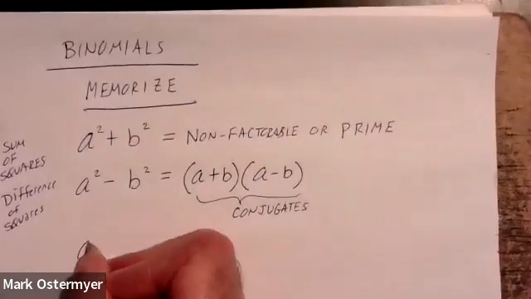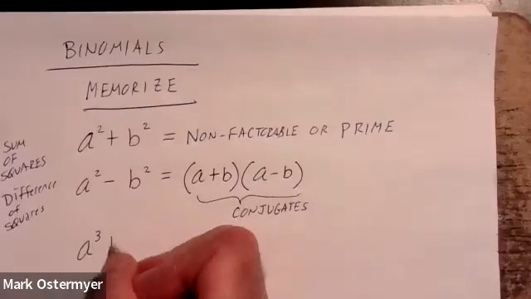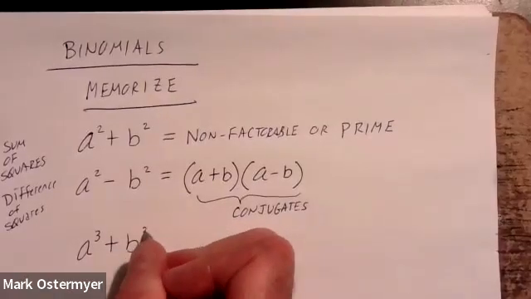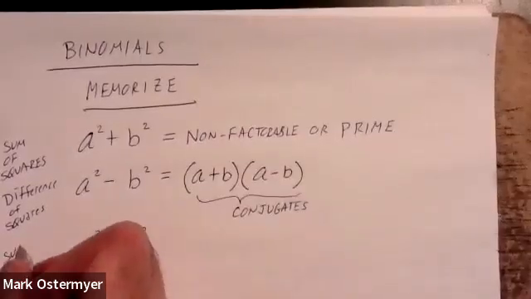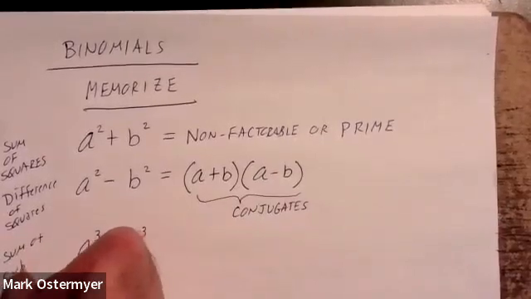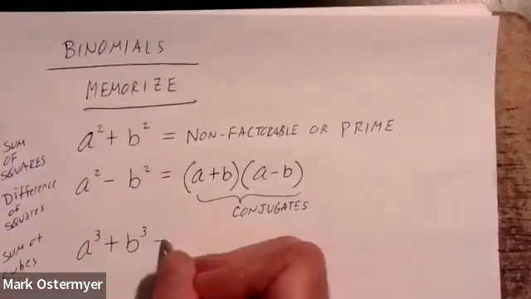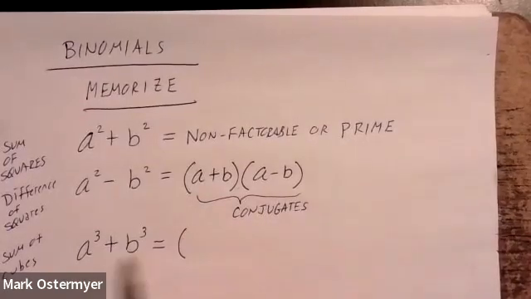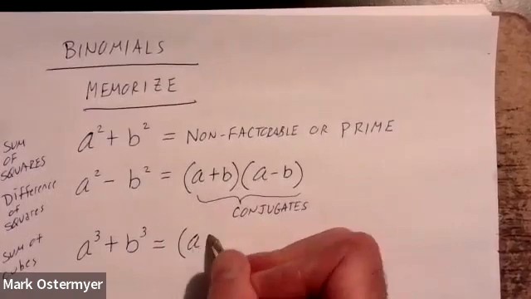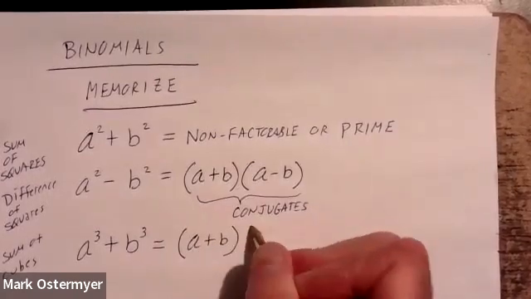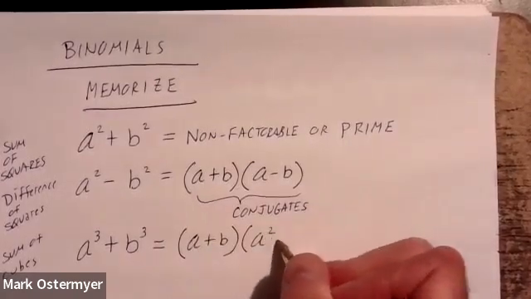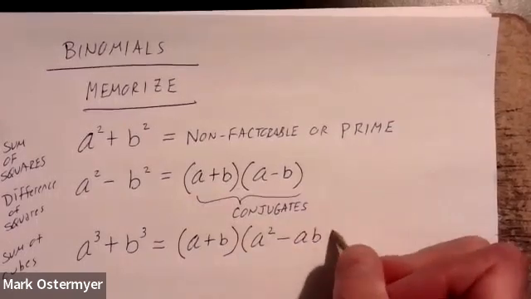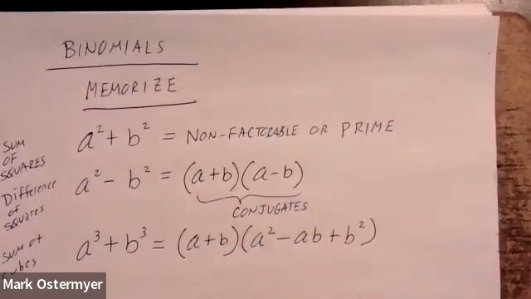And then we run into the binomials that are the sum and difference of perfect cubes. This is called the sum of cubes. The sum of cubes can always be factored into the product of a binomial and a trinomial. Specifically, the sum of these cubes would factor into a plus b times a squared minus ab plus b squared. That's how this sum of cubes would factor.